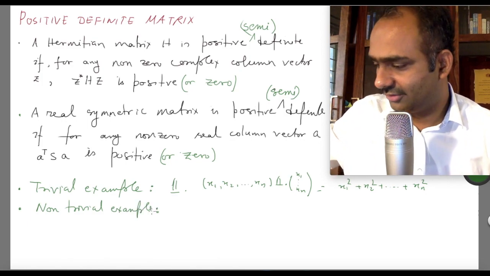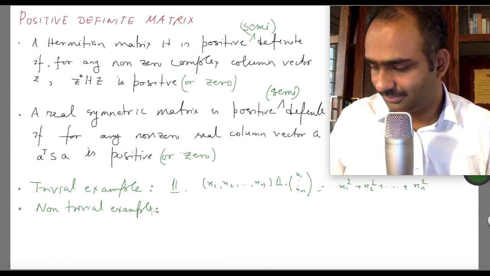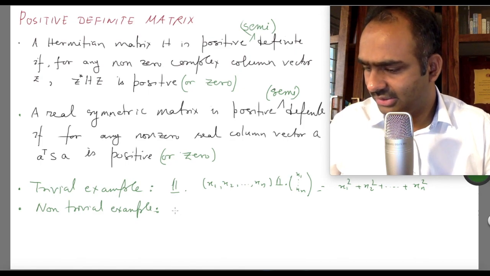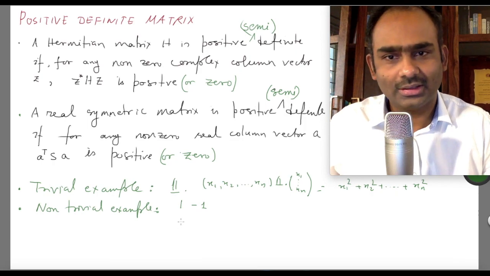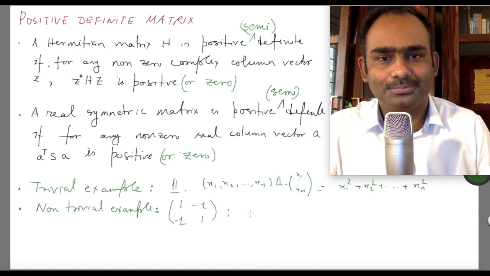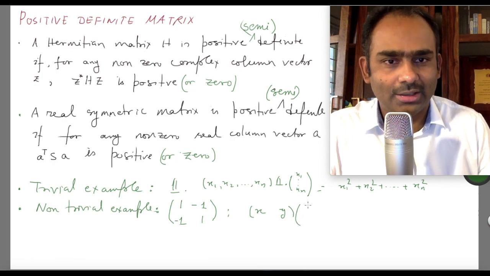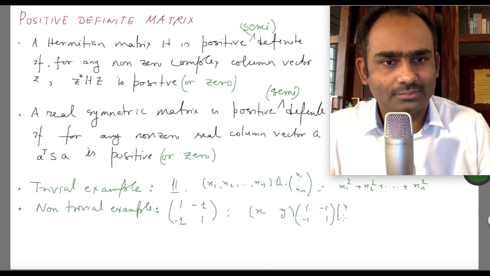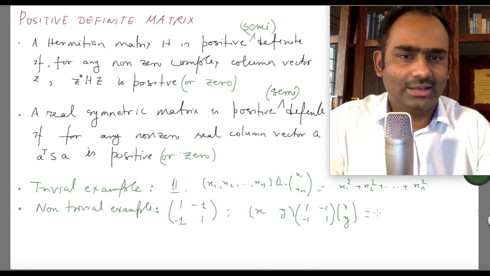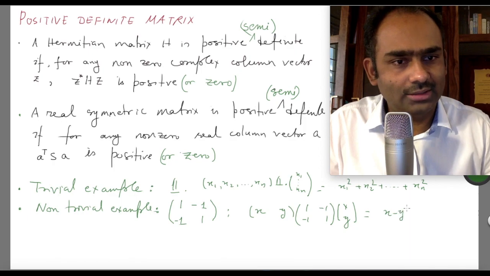Please pay attention to the positive definite matrices, because we are going to utilize this later when we talk about small oscillations. So let's see here. I take the matrix to be 1, minus 1, minus 1, and 1. Let's see now what we get. Let's sandwich x, y, or you could have written x1, x2, doesn't matter, with 1 minus 1 minus 1, 1, and x, y. I'm taking any x, any y. And what you get here is x minus y square.